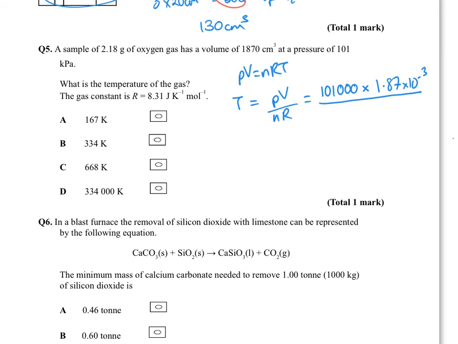Okay, n is the number of moles. Well, we haven't actually got the number of moles, but we have got the mass. And moles equals mass over Mr. Remember, it's oxygen gas. Oxygen is a diatomic molecule, so it's going to be 2 oxygens together, which together would have a mass of 32, times the gas constant. And that gives us a temperature of 333.67, and remember it's Kelvin. If we round that up to the nearest whole number, we end up with answer B.